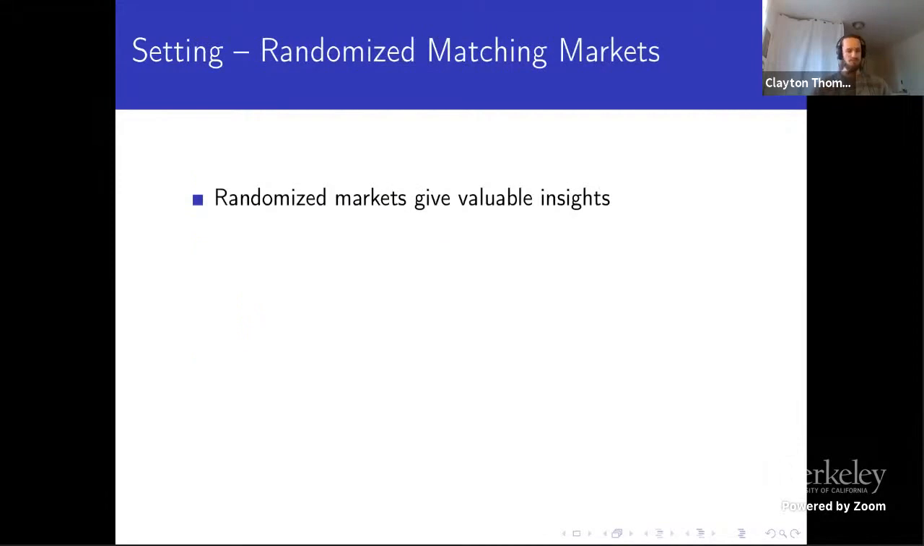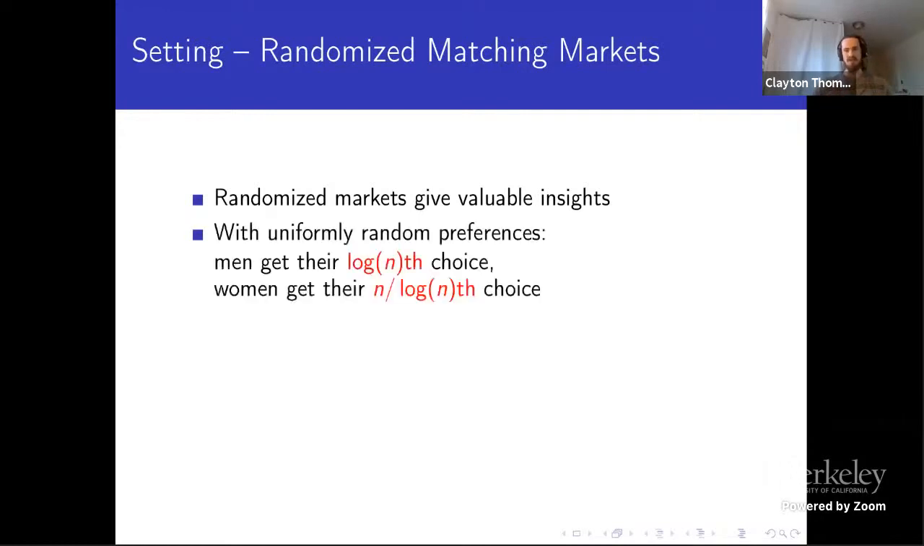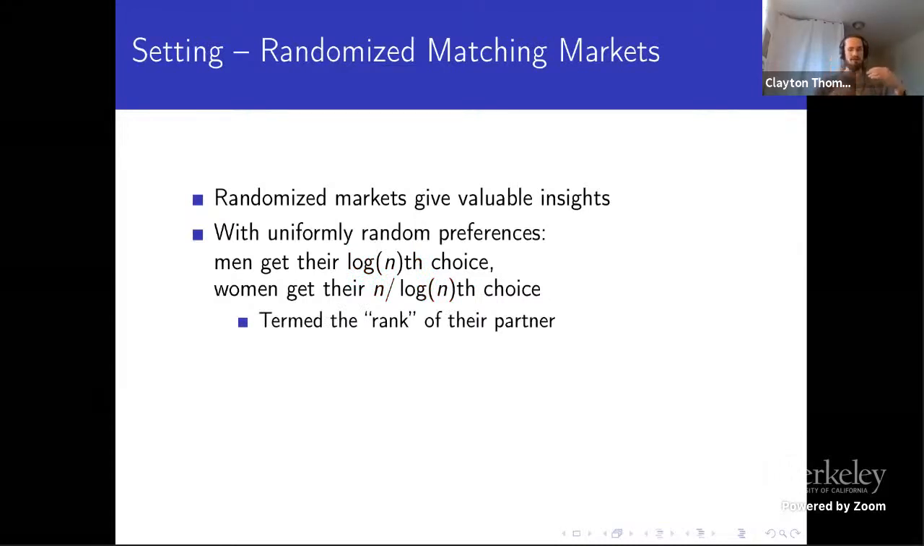To study these markets, you kind of need to put distributions on the preferences of the agents. This really gives a lot of valuable insights that you'd miss by just doing deterministic studies. And to give us a baseline, one of these insights is that with n men, n women, and uniformly random complete preferences over the other side, the men are at a very large advantage. They get their log nth favorite woman in expectation, whereas women get much further down their lists, roughly n divided by log n. We call this place that the agents get the rank that they achieve.